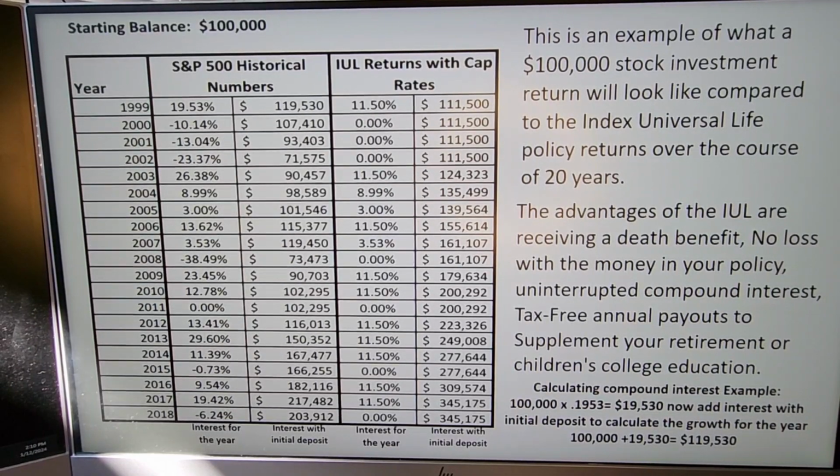In this example, I will be showing you how the compound interest works with the S&P 500 versus the IUL, and the caps and floors that come with the IUL to protect the value of the money in your policy. So as you see, this example is starting off with a $100,000 balance.